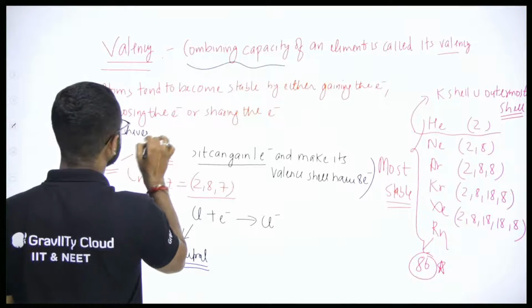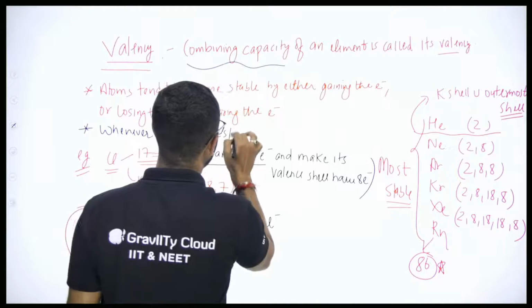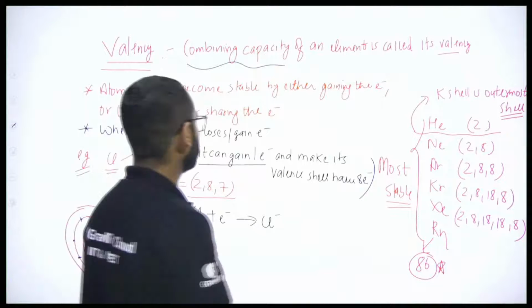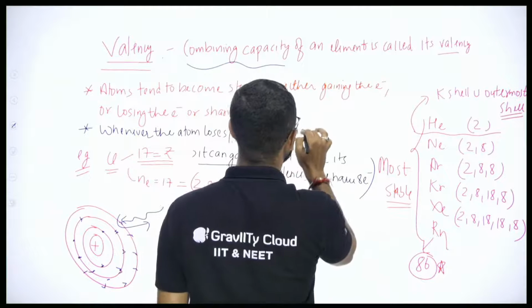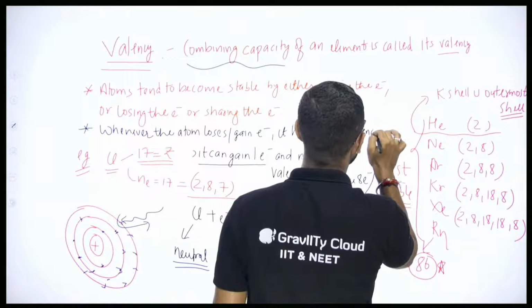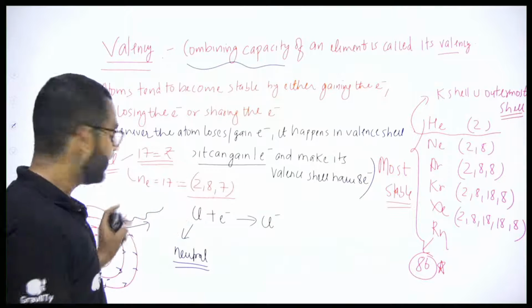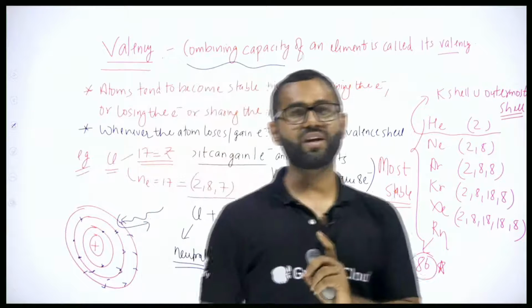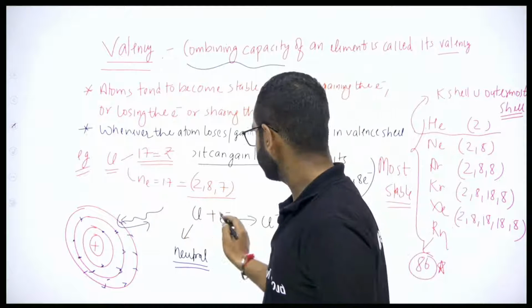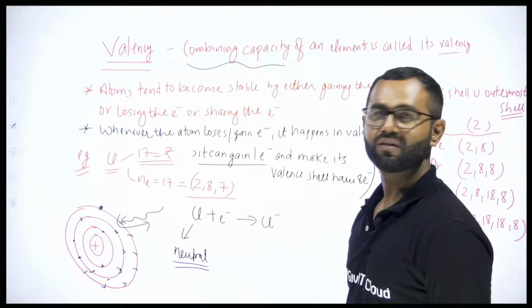Whenever the atom loses or gains an electron, it happens in the valence shell only. It is always happening in the valence shell. In the valence shell only an electron will be added, and from the valence shell only an electron will be removed. So if chlorine is gaining 1 extra electron, this extra electron will be added here, right? So now it is forming Cl minus.